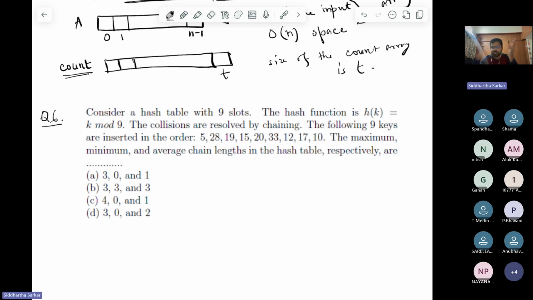That is immediate. There are 9 keys, 9 slots, so the average number of elements per slot is 9 by 9, 1. So we can right away tell that either A or C is correct, because the average chain length is 9 by 9. Again, these two have also matched, so the minimum is also not a problem. So the question is, what is the maximum number of elements, keys, that can get mapped to the same slot?